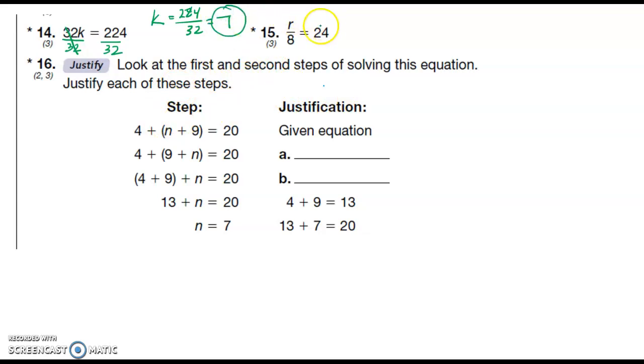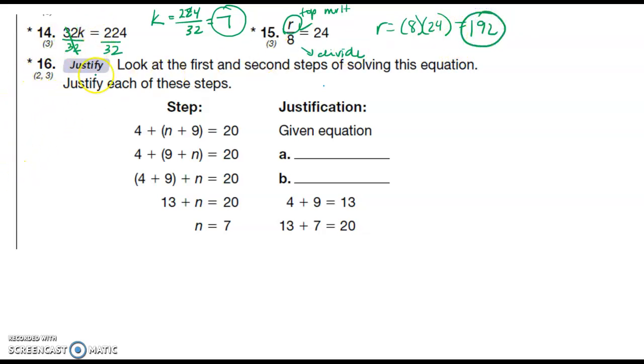That's my answer. And then here on 15, I have a division problem. And like I said before, division problems are kind of weird as well. But if my variable is on the top, I'm going to multiply. And if my variable's on the bottom, I'm going to divide. Right now my variable's on the top, so I'm going to multiply. R is equal to 8 times 24, which is 192.